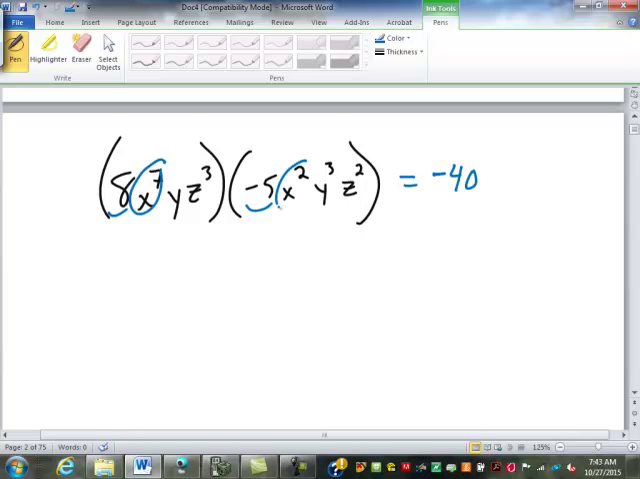X to the 7th times x squared is x to the 9th. Y times y to the 3rd, y to the 4th. We think of this, even though we don't write it, we think of it as y to the 1. It's 1 plus 3 is 4. Z to the 3rd times z squared, z to the 5th. Very good.